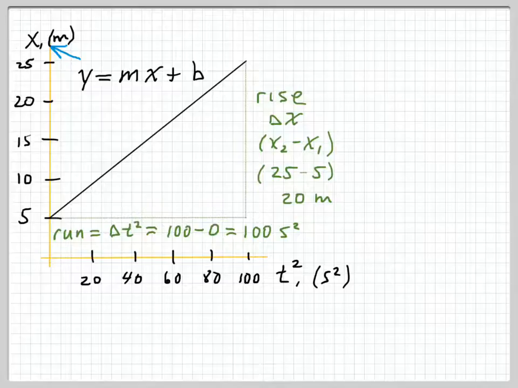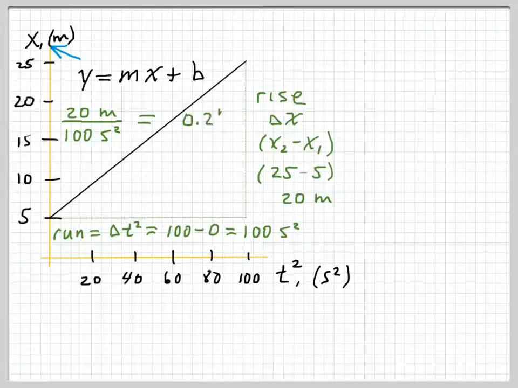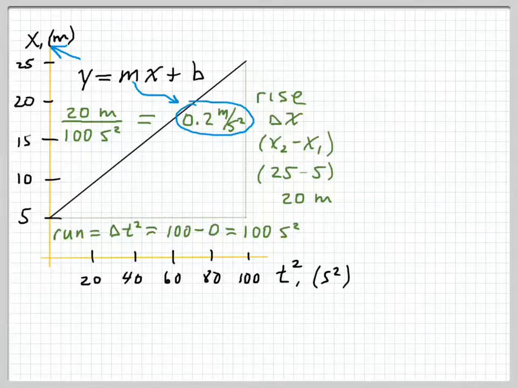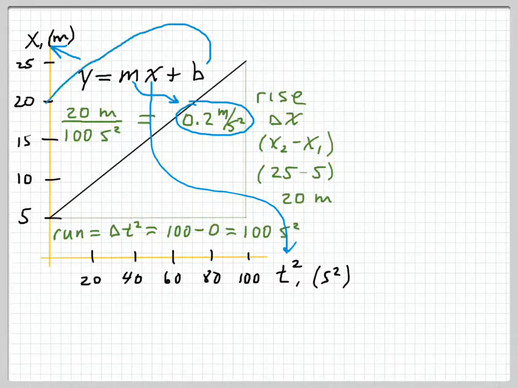Putting that all together in the fraction rise over run gives us 20 meters divided by 100 seconds squared, which results in 0.2 meters per second squared. This whole thing is the slope, including the units. In place of the x variable in y equals mx plus b, we'll use the variable on the horizontal axis, which is time squared. In place of the y-intercept, we'll use the value, including units, of the y-intercept.